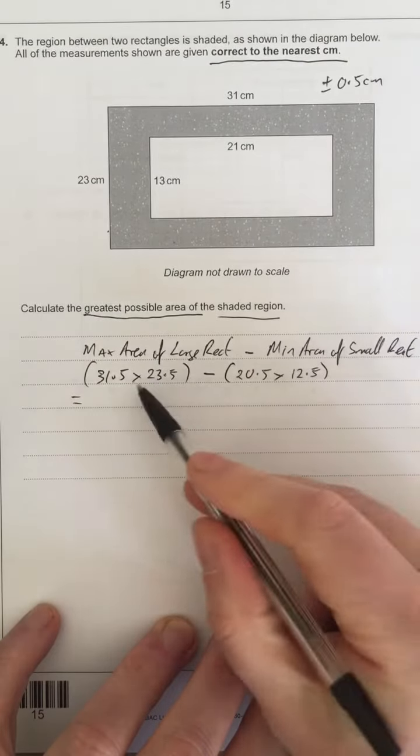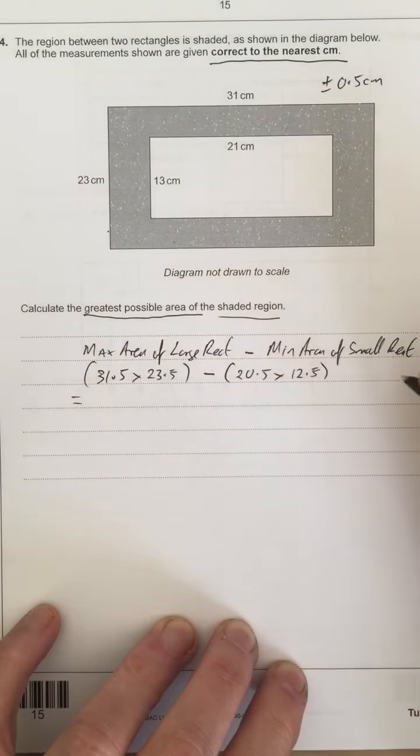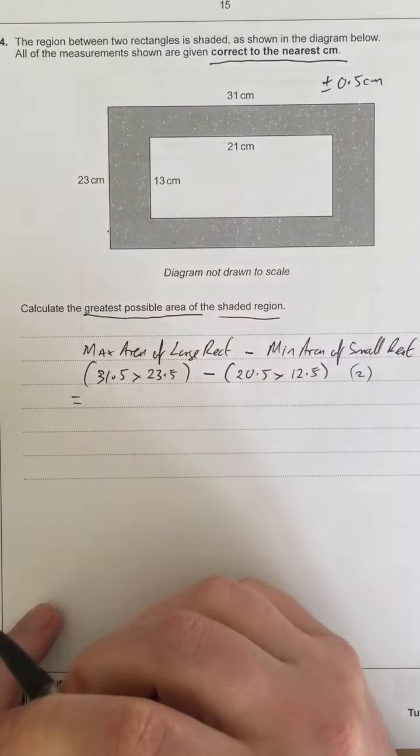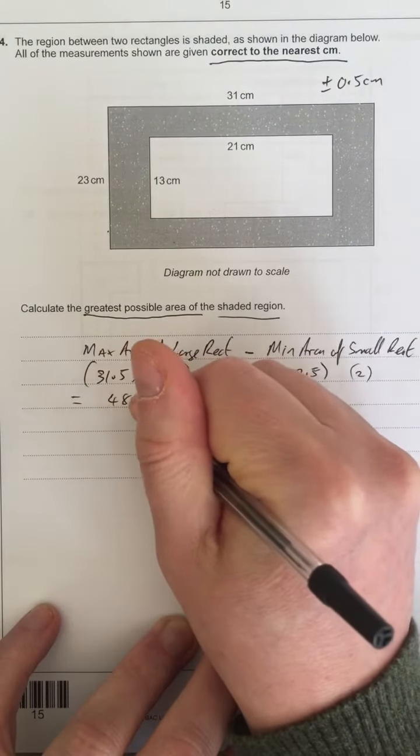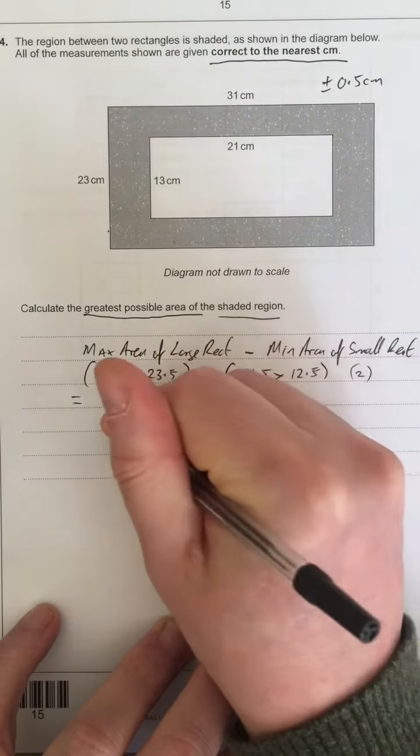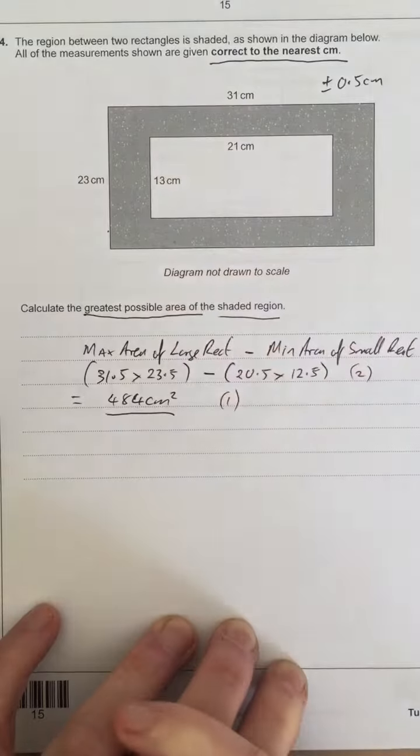Each one of these is basically worth 1 mark. Okay, so there's 2 marks for that statement. Type it into your calculator. You should get 484 centimetres squared for your final mark.